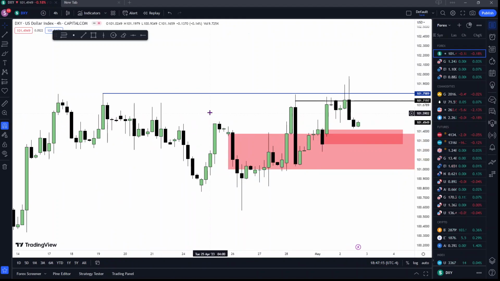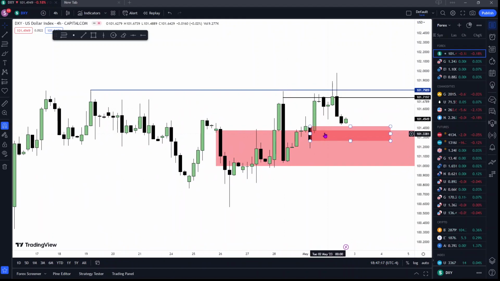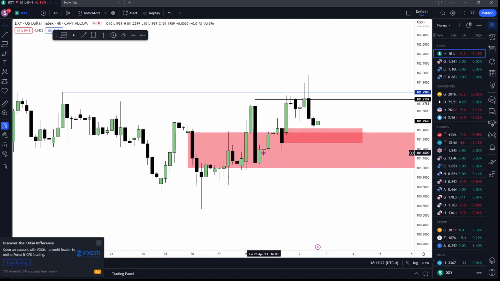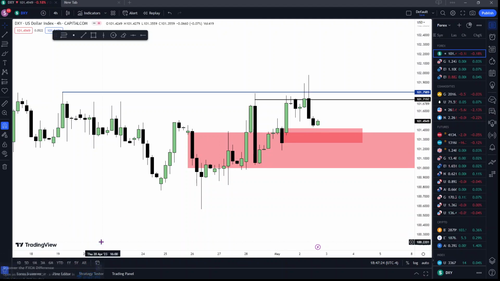You can see it's quite consolidated, as in it's very messy price action, so I don't want to say too much. Obviously, we've got FOMC tomorrow, so interest rates and stuff. Guys, stay out of the market right now. It's not worth it. I tend not to trade these weeks.